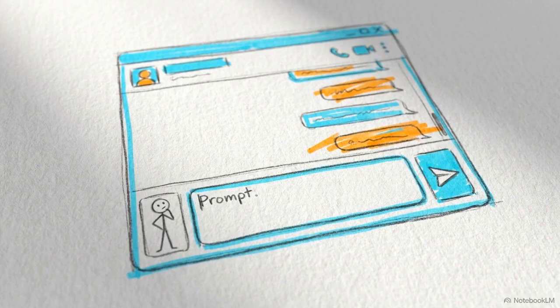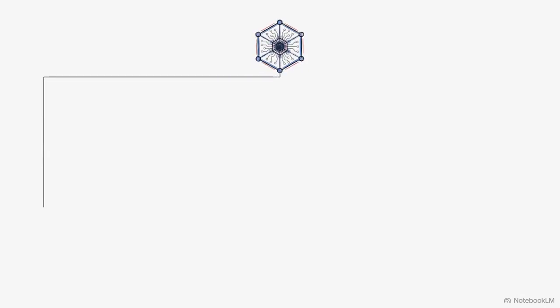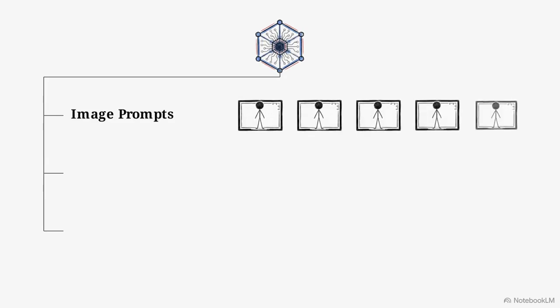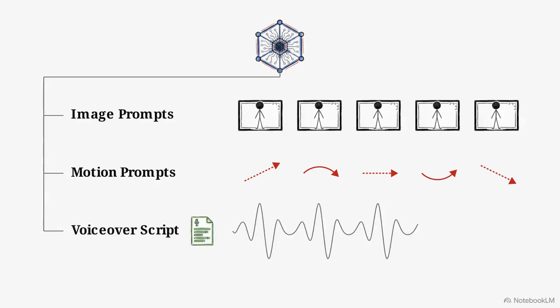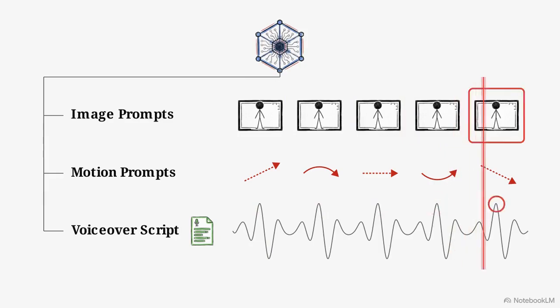Step 1 is establishing our character. Open ChatGPT and upload a basic static reference image of a stick figure. This locks in your art style. Next, we command ChatGPT to analyze the reference image and output a script divided into 3 branches. The image prompts branch generates text descriptions guaranteeing our stick figure looks identical across scenes. Simultaneously, the AI creates motion prompts dictating movement and writes the voiceover script, tying every action to dialogue.